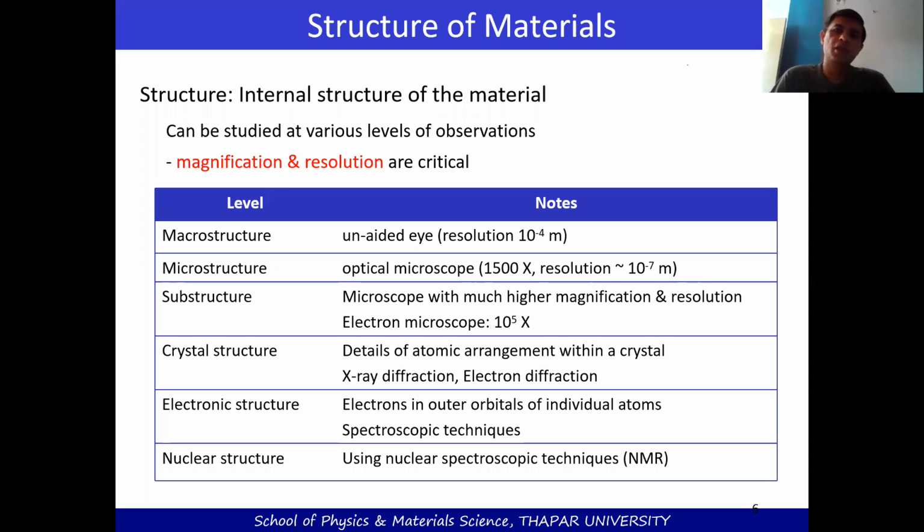So for us, in this course, we will study in detail the microstructure of the material, the substructure of the material, and crystal structure of the material, and correlate them with the corresponding properties which the material is going to give us. In electronic properties, we will also refer to the electronic structure of the material, whose knowledge we already possess.